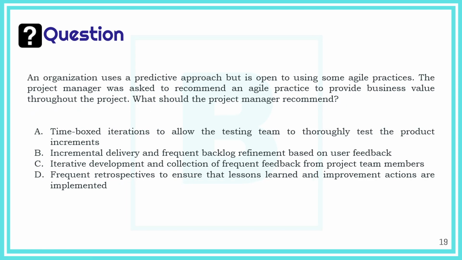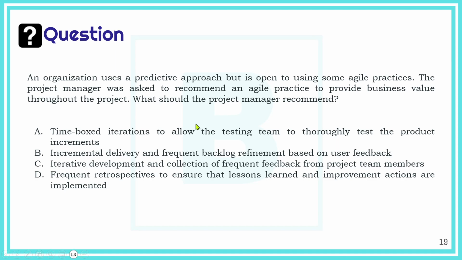Okay. The last question. An organization uses a predictive approach but is open to using some agile practices. The project manager was asked to recommend an agile practice to provide business value throughout the project. What should the project manager recommend? Time box iterations to allow the testing team to thoroughly test the product increments, incremental delivery and frequent backlog refinement based on user feedback, iterative development and collection of frequent feedback from project team members, or frequent retrospectives to ensure that lessons learned and improvement actions are implemented.